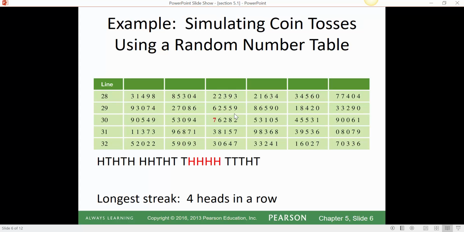If I go to the next page, this is an example of using the random number table. Here's just a snippet of that random number table. We want to use line 30, right? So every odd number, we said, gets heads, and every even number gets tails. You can see they transposed every odd number to heads and every even number to tails, and wrote it here. So we're looking for the longest streak. The longest streak I put in red font, and that's where we get 4 heads in a row. That's the longest streak there.